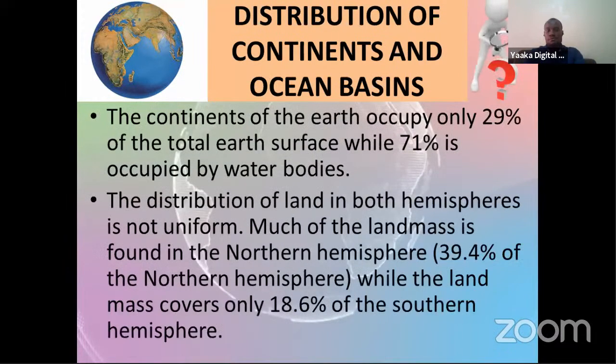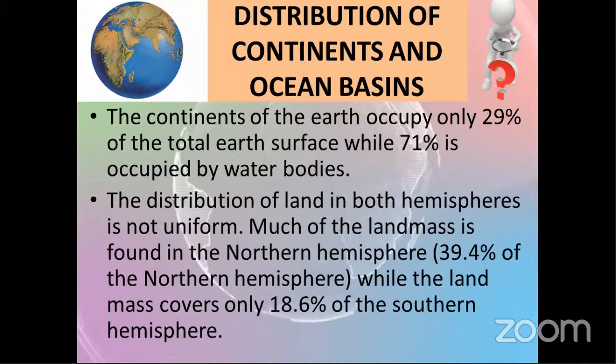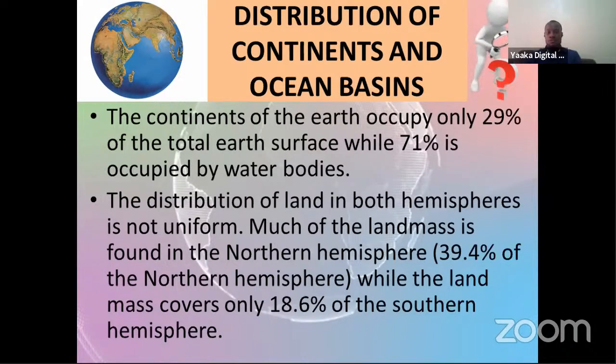David. The continents of the Earth occupy only 29% of the total Earth's surface, with 71% occupied by water bodies. The distribution of land in both hemispheres is not uniform. Much of the land mass is found in the northern hemisphere, 39.4%, while the land mass covers only 18.6% of the southern hemisphere. Can you see that very well?